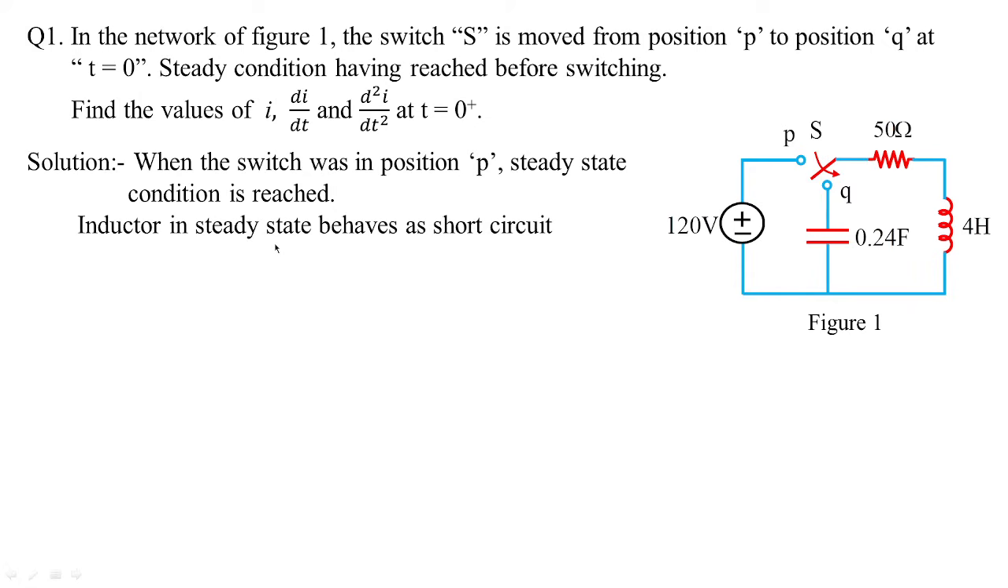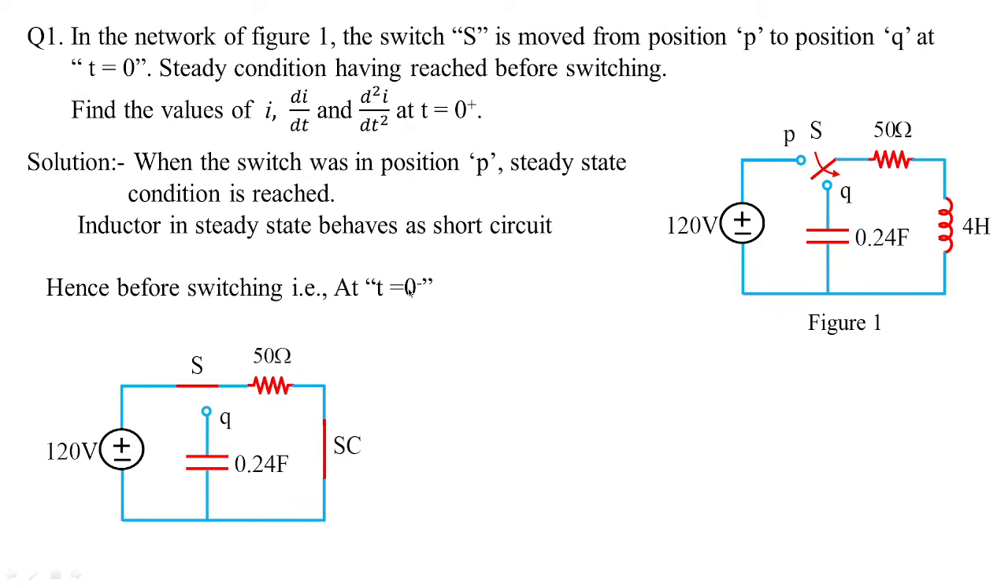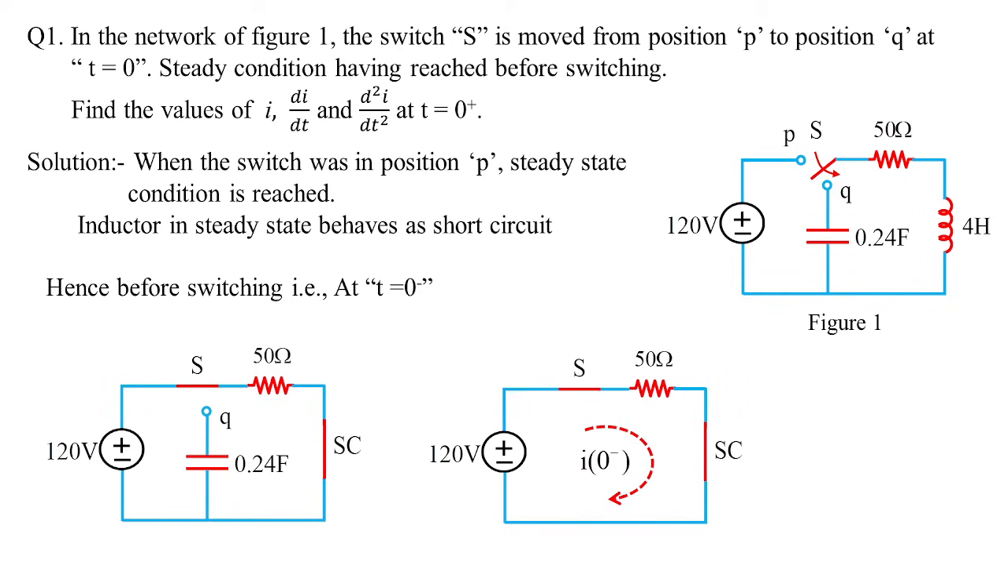So the inductor in steady state, that is at final position, behaves as a short circuit. If that is true, we are going to treat this position of P as before switching. So before switching, the time is taken as 0 minus. How does the circuit look like? This is how the circuit looks. The inductor during steady state behaves as a short circuit, and 120 volts is connected to 50 ohms. The switch is closed. In fact, the 0.2 farad capacitor is not connected. So when it is not connected, you can change this circuit to this circuit.